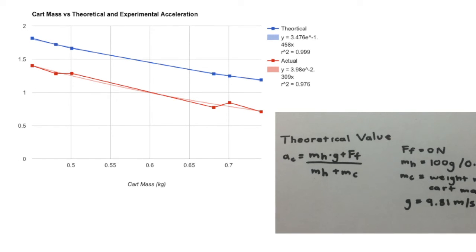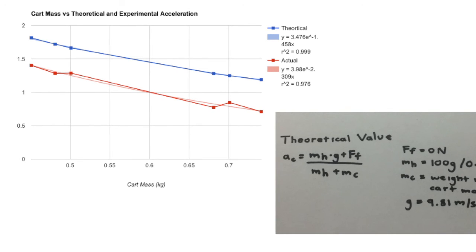Some ideas for future investigations are experimenting with different wheels, changing the surface of the track, and using different types of strings to see if the acceleration would change.